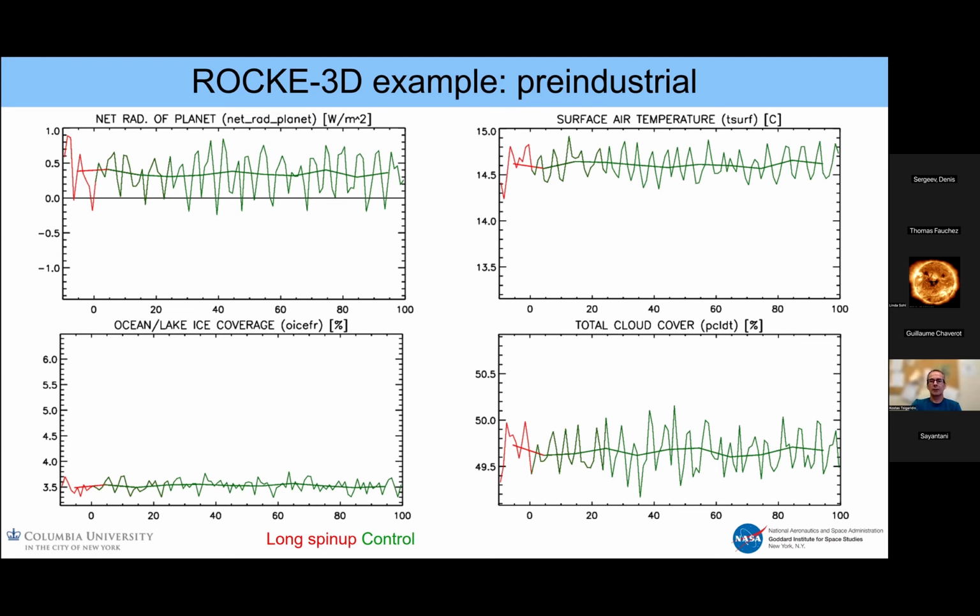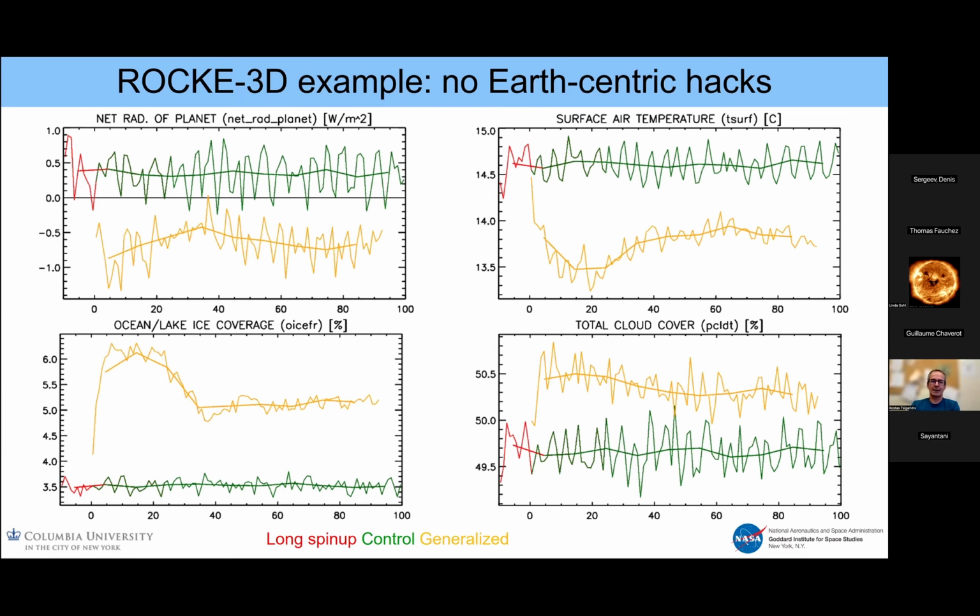And then what you can do is say, okay, this contains some Earth-centric hacks. Let's take them away. And this is what happens. Again, we start from the tail end of the red line, and you see that the model changes. If you start from the bottom right, the cloud cover is increasing a little bit. I mean, we're talking about 1% here, right? It's nothing major. And that leads to more reflected radiation going out to space, and that makes the net radiation of the planet become a little bit negative.